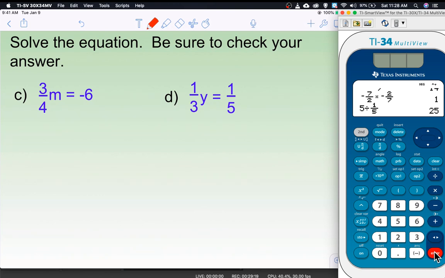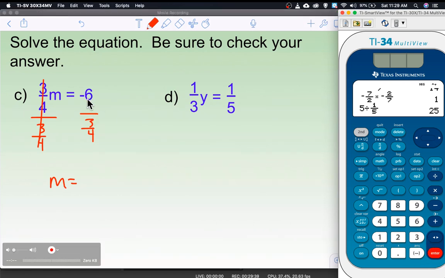So I'm going to do the divide method with the calculator just so you can help check your answer. Maybe I'll do one of each. This first one I'm just going to use the divide method. So I'm going to divide both sides by 3/4. A multiply by 3/4 and a divide by 3/4 cancel, so m equals, and then on my calculator, I'm going to do the math over here.